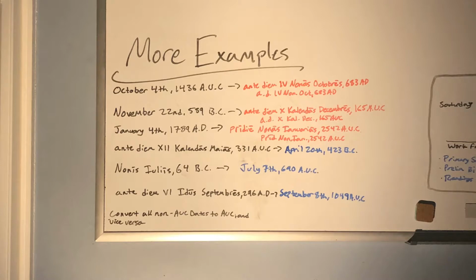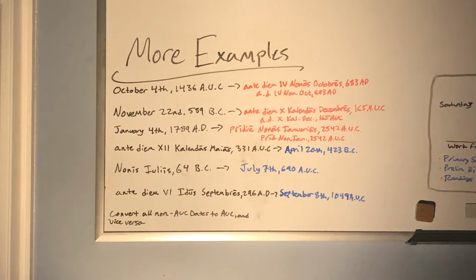Since the A.U.C. is greater than 754, all you have to do is take the A.U.C. date and subtract 753 to get your A.D. So 1436, subtract 753 to get 683 A.D.